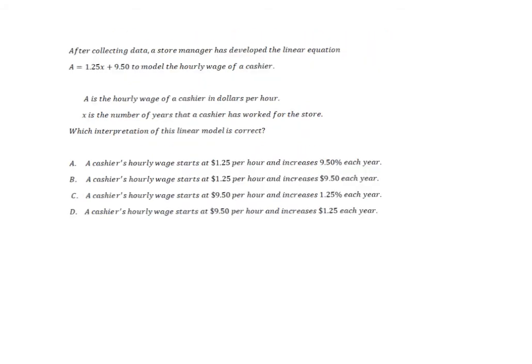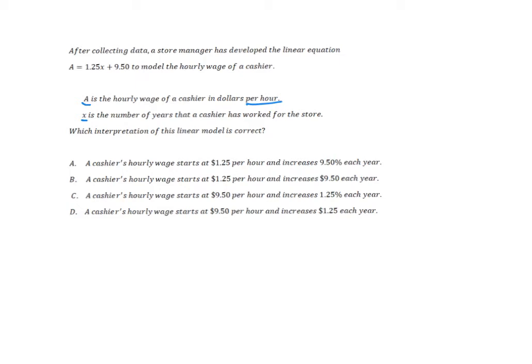All right, so I got this question. After collecting data, a store manager has developed the linear equation A equals 1.25x plus 9.50 to model the hourly wage for a cashier. A represents the hourly wage of a cashier in dollars per hour, and x is the number of years that a cashier has worked for the store. Which interpretation of this linear model is correct?